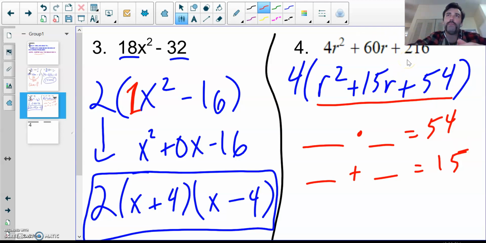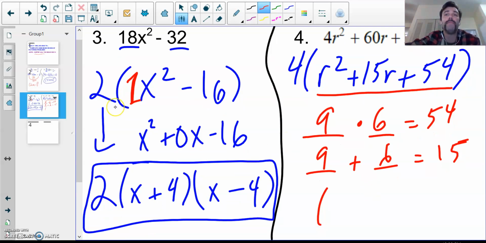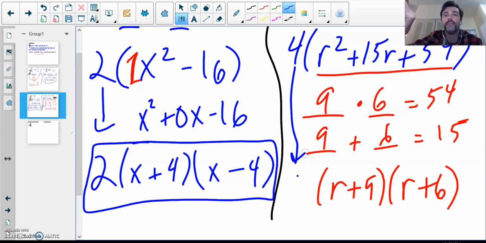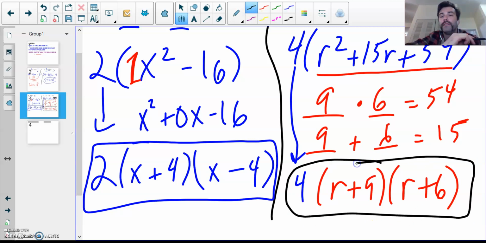What about 9 and 6? 9 and 6 multiply to 54, and 9 and 6 add to 15. Now this is something a lot of people forget to do. You need to rewrite this as factors, r plus 9 and r plus 6, and again, the 4 is along for the ride. There you go. Wow.